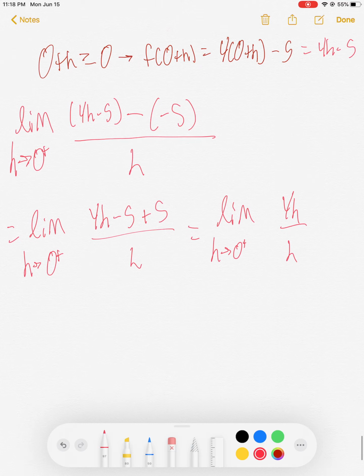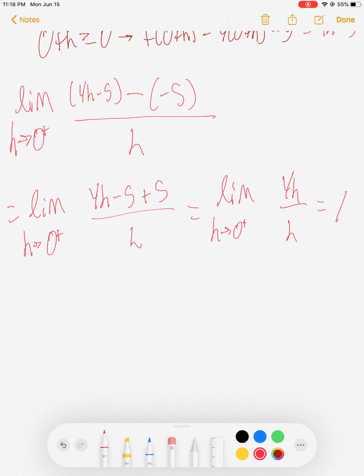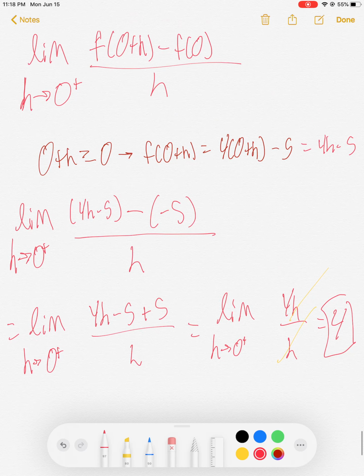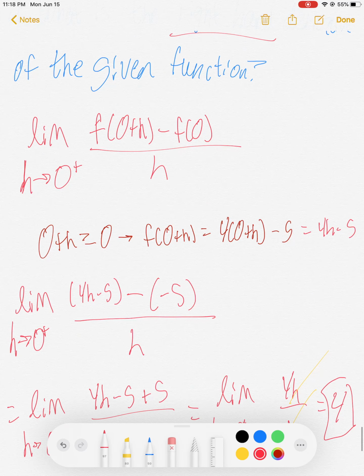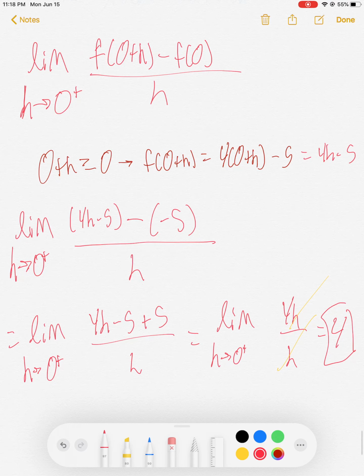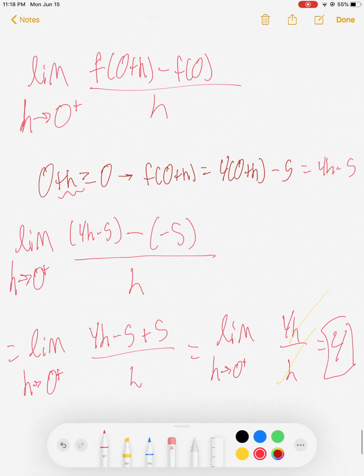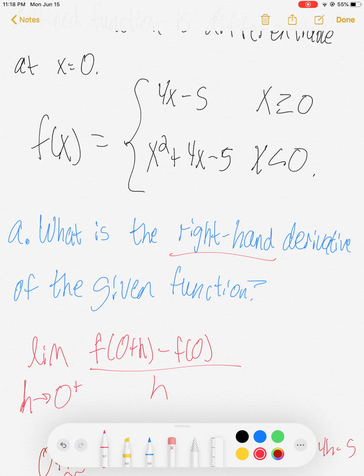So minus negative 5 over h equals the limit as h goes to 0 from the positive side. Okay, well, this comes out to 4h minus 5, and then minus a negative 5 gives me a plus 5 over h, equals the limit as h goes to 0 from the positive side of 4h over h. And that comes out to just be 4, because the h's are going to cancel, and then this is just the limit of the constant function 4.